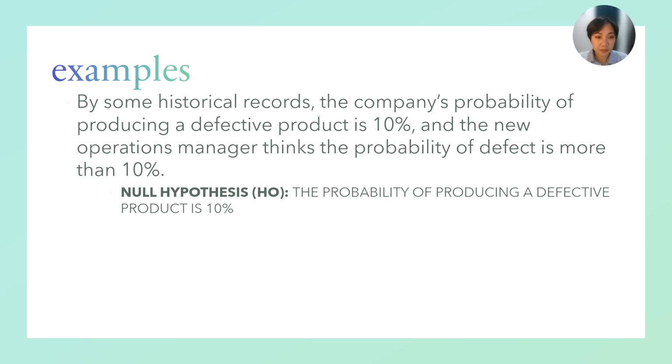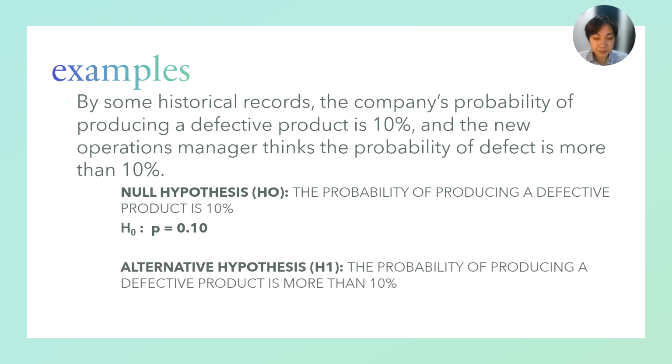But going back to the null hypothesis, the mathematical expression of that now is the probability is just equal to 10%. That is your null hypothesis. Now, by the challenge of the operations manager, they think the probability is actually more than 10%. So that is your alternative hypothesis, or your H1. The probability of producing a defective product is more than 10%. The mathematical expression of that is P is greater than 10%.